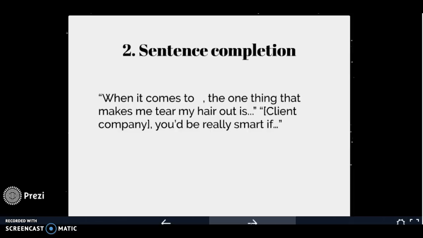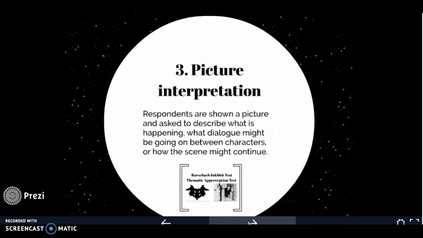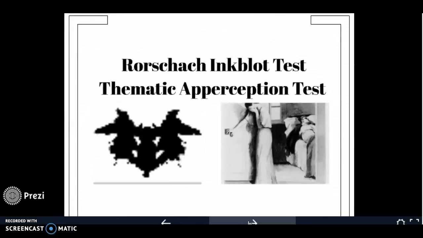Then let's go for the third one, that is called, I'm telling you now, picture interpretation. So basically what you do here is you show the participant a picture, and then you ask them what they see in that picture. And here you have two good tests to do that: the Rorschach ink blot test and the thematic apperception test.